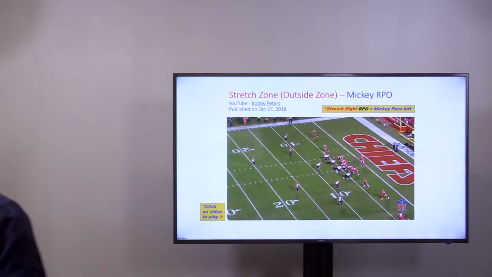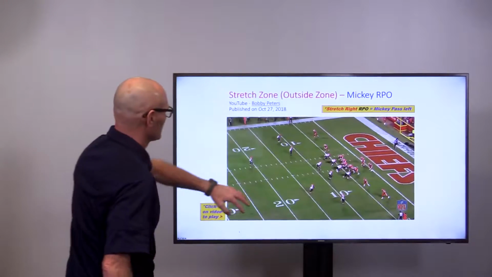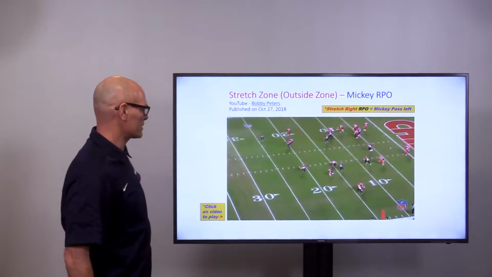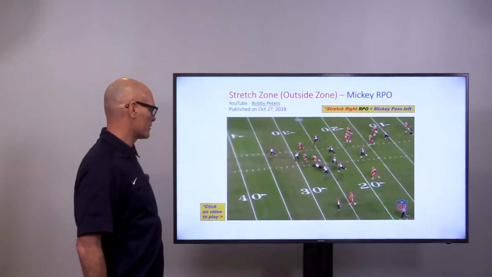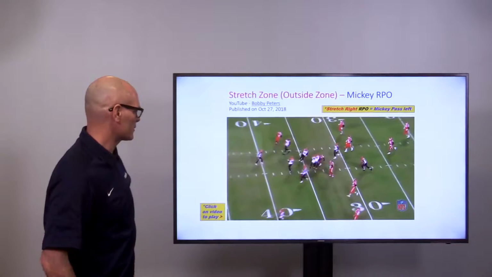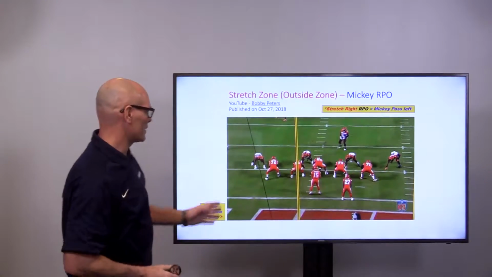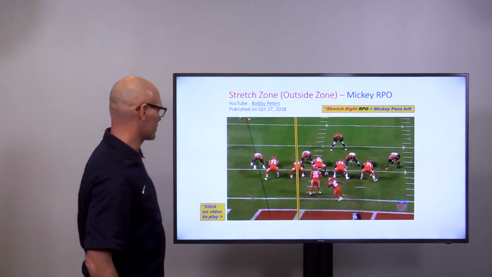So you can see here, they're going to run to the right. There's the fill. There's the backside over. It's simple. He just replaces the read key defender. You'll see it from behind here now one more time. Again, they're going to go to the right, so it's outside zone to the right.